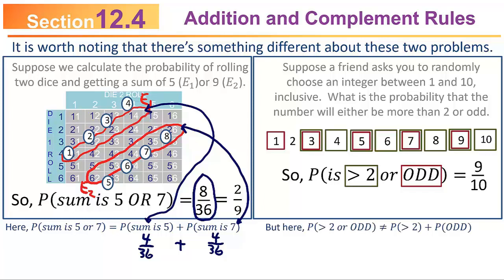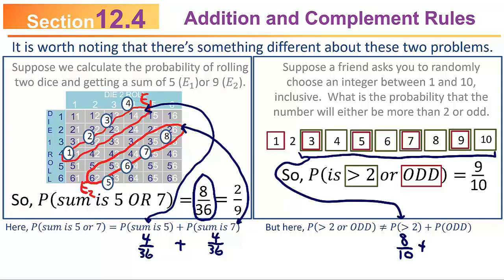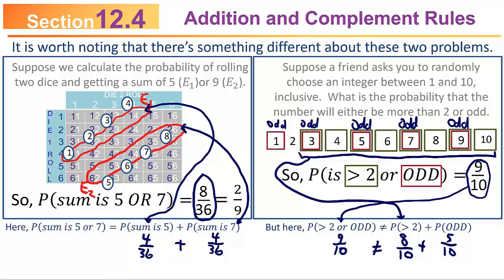turned out to not be equal to the probability that the sum was greater than 2 plus the probability that the sum was odd. If you look at it, the probability that the sum was 2, 3, 4, 5, 6, 7, 8, 9, 10 was 8 out of 10. The probability that the sum was odd was 5 out of 10. Well, obviously, 8 tenths plus 5 tenths is 13 tenths, not 9 tenths. So on the left, I was just able to take the two events separately and add up the probabilities and get the correct answer. On the right, if I tried that trick, it wouldn't work.